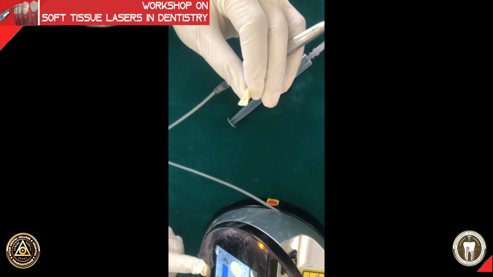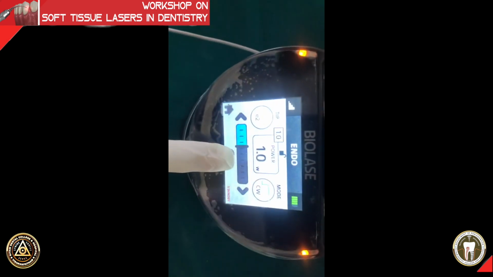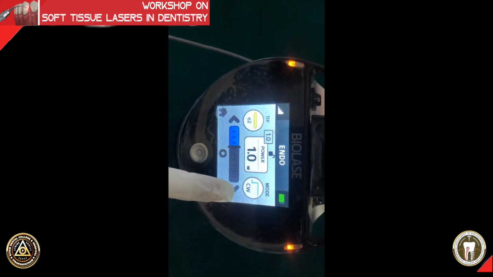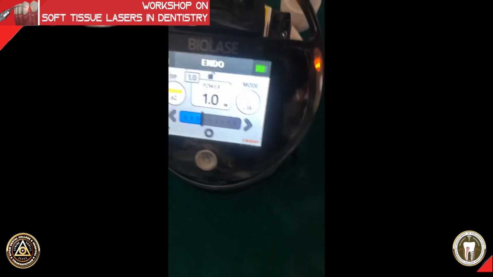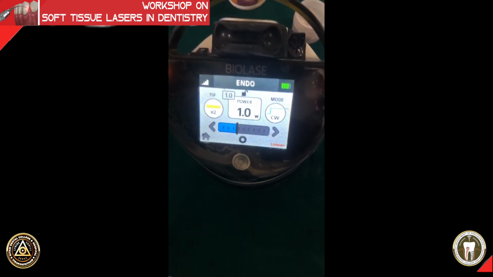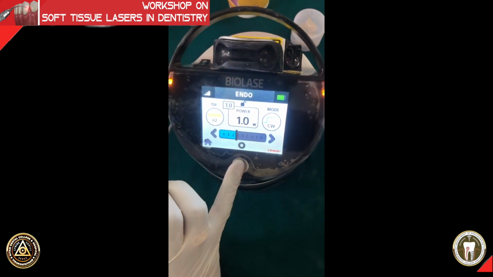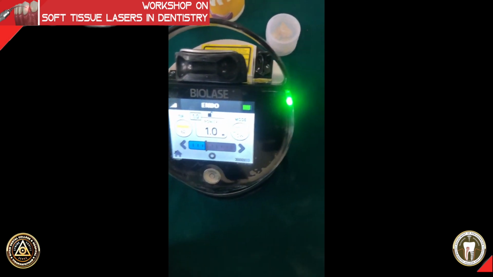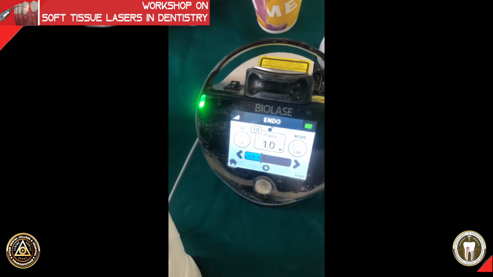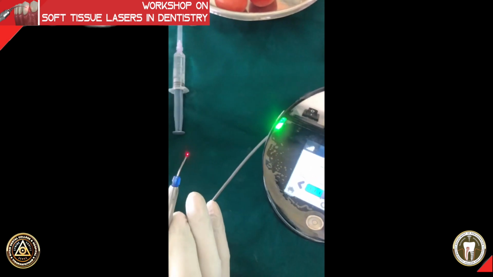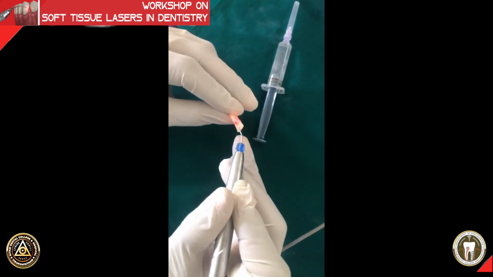Here we have made a small change in the power setting. It is not 2 watts, we are using 1 watt in a continuous wave, and sir is doing it on a lower mandibular incisor. The average root canal length in a mandibular incisor will possibly be around 10 to 11 millimeters. First we take the tip and insert it into the root canal, where we have already placed the saline.